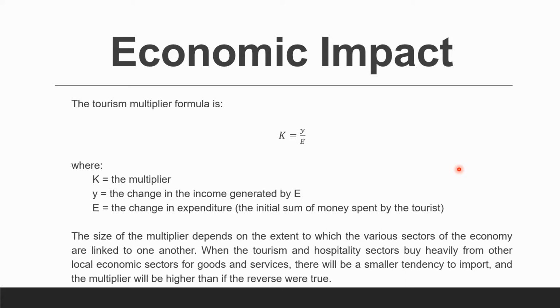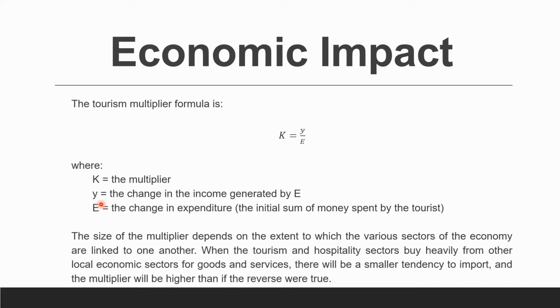So here is the formula for tourism multiplier. K equals Y divided by E, where K is the multiplier, Y is the change in the income generated by E, and E is the change in expenditure. It is the initial sum of money spent by the tourist.